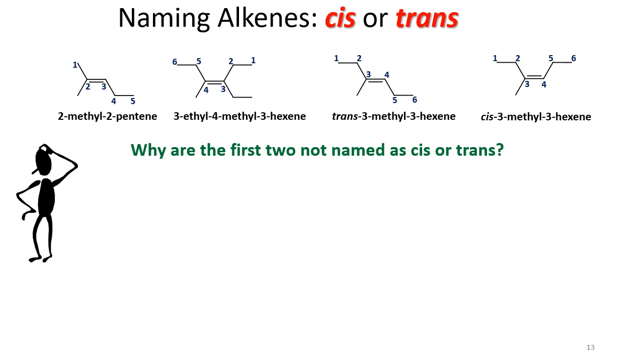When do you use the cis or trans? Let's look at these. The first two do not have cis-trans isomers. I want you to look at this and try to figure out why. Give it a shot and come back when you're finished.